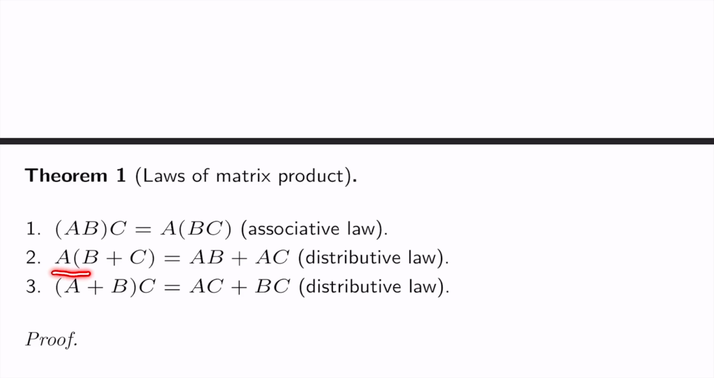And then the distributive law, A times (B plus C). First we add B and C, then to that we multiply A from the left. And that is equal to AB plus AC. That means we first multiply AB and AC and then add them together. So the distributive law holds. This is the distributive law of multiplication from the left, and the same applies for multiplication from the right. So (A plus B) times C is equal to AC plus BC.